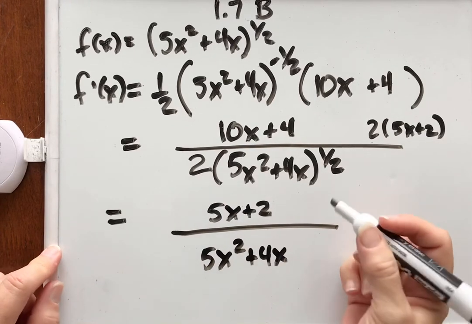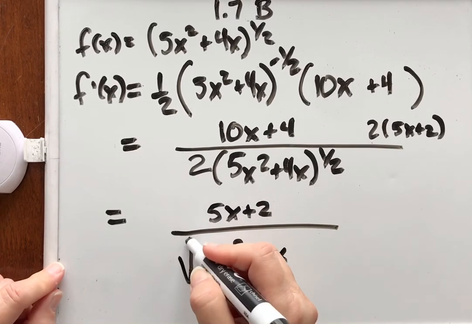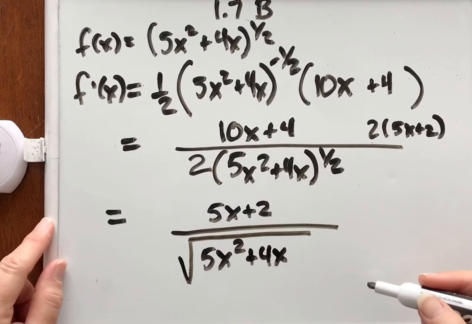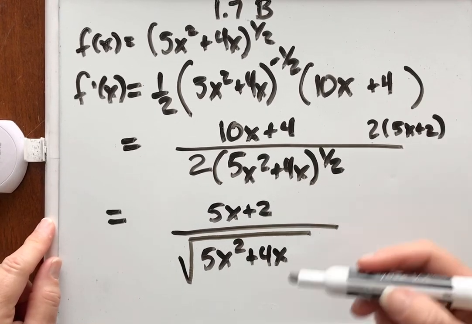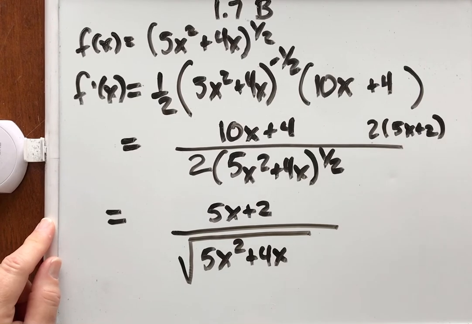And then to finish the problem, this 1/2, I'm going to write as a square root. Because we started with a square root, we're going to end with a square root. So there's our answer.